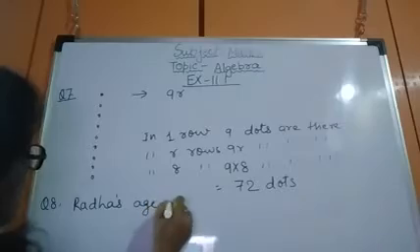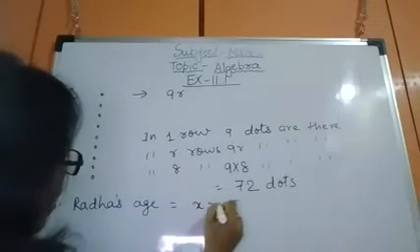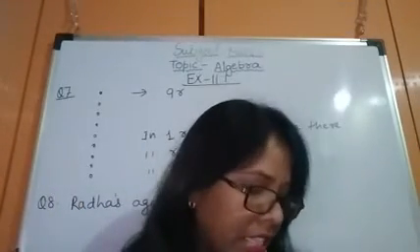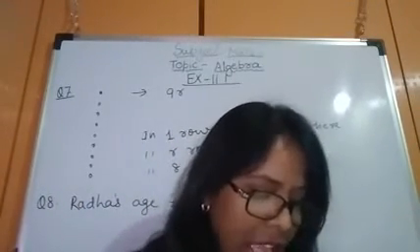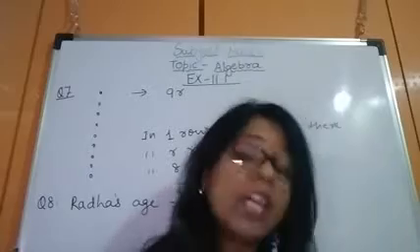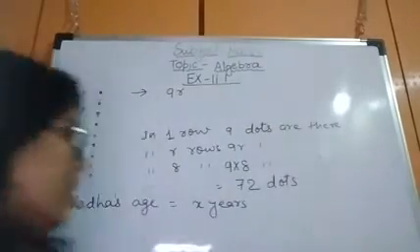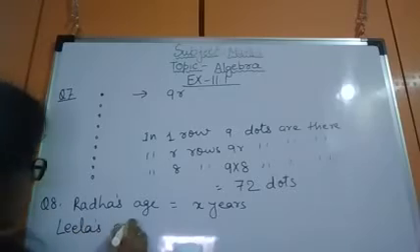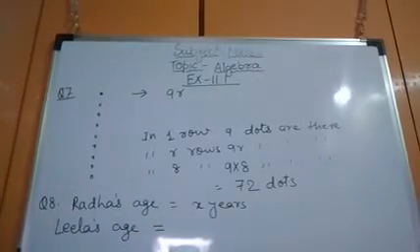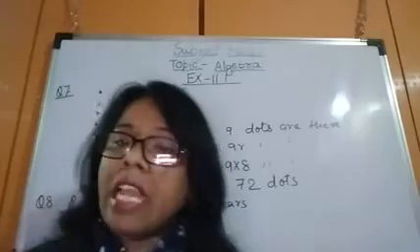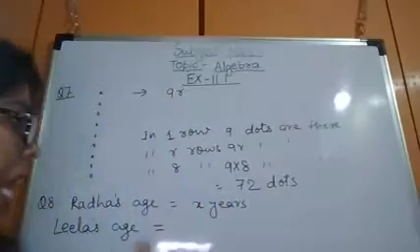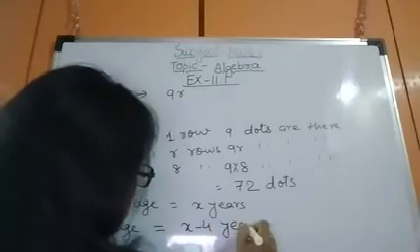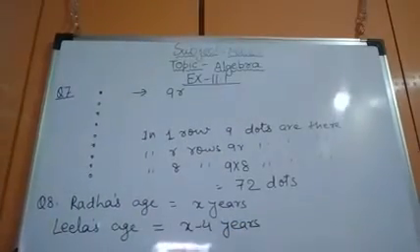Radha's age is equal to x years. First of all, we will write Radha's age as x years. Now, Leela is 4 years younger than Radha. Then Leela's age: she is 4 years younger, which means less than, which means subtraction, minus. So x minus 4 years will be Leela's age.